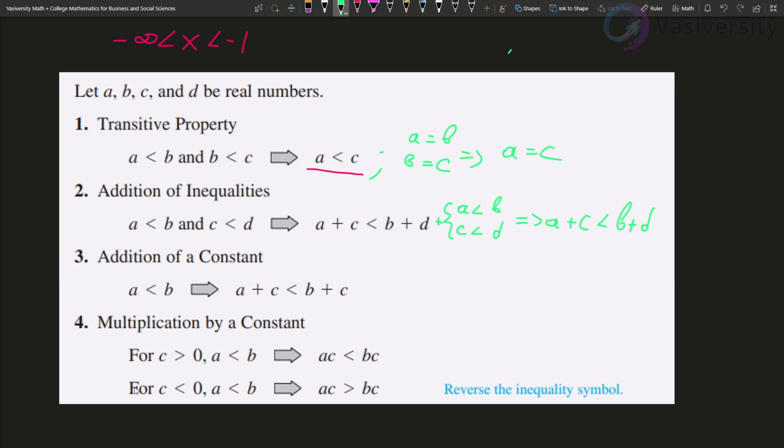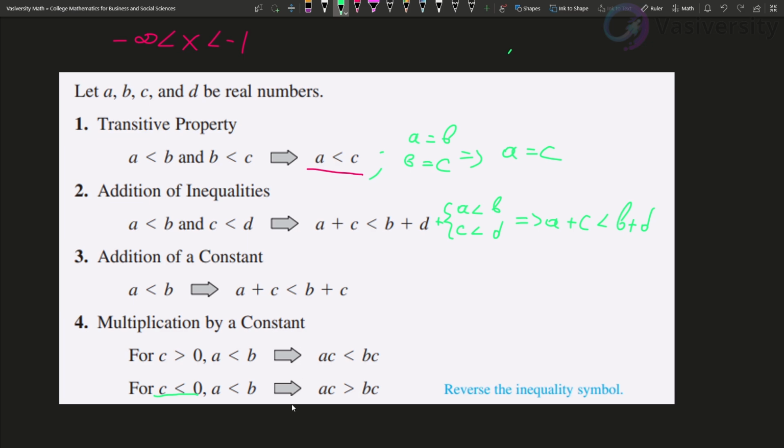So there's no difference. However, for multiplication, it's slightly different because for, let's say, a constant c greater than 0, if a is less than b, we can just directly multiply and the sign stays the same. However, if we decide to multiply by a negative number, c less than 0, and we're multiplying this inequality a less than b, then the sign would change. So the sign from less than becomes greater than. So a times c is going to be greater than b times c. Okay, this is important. This last rule is very, very crucial.